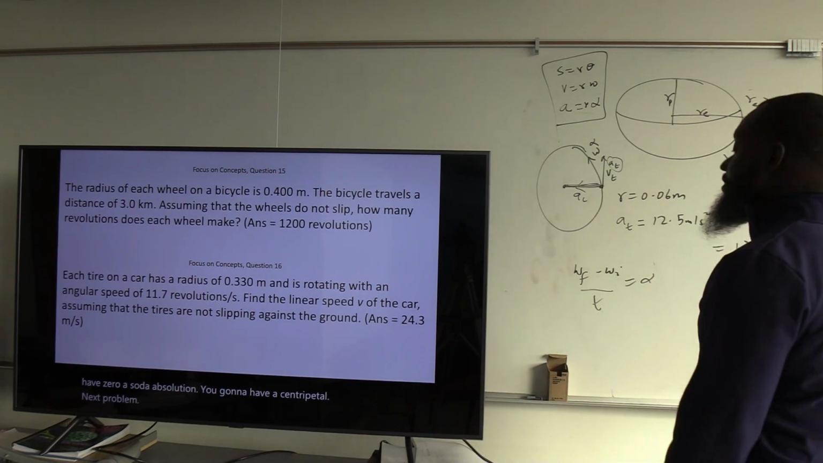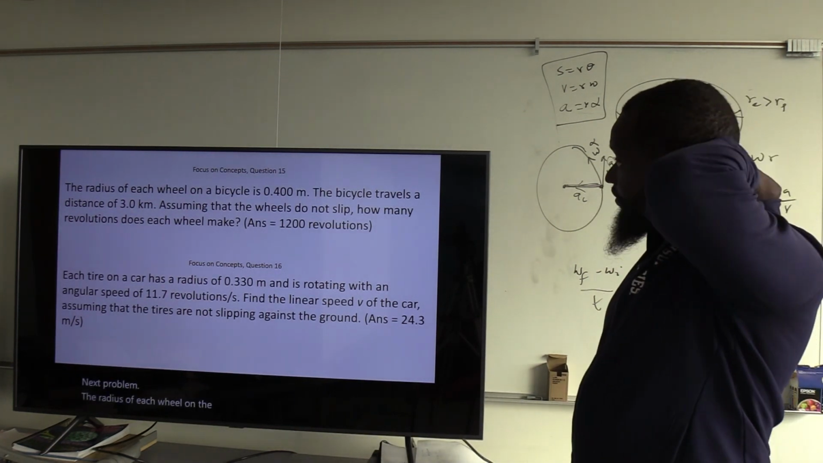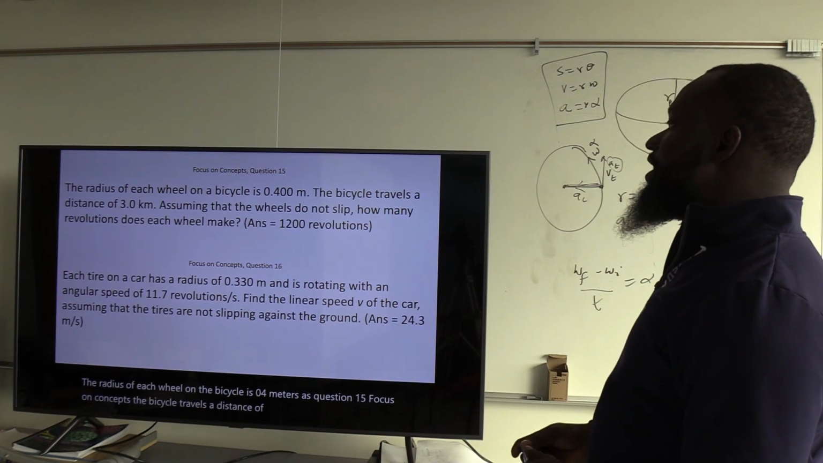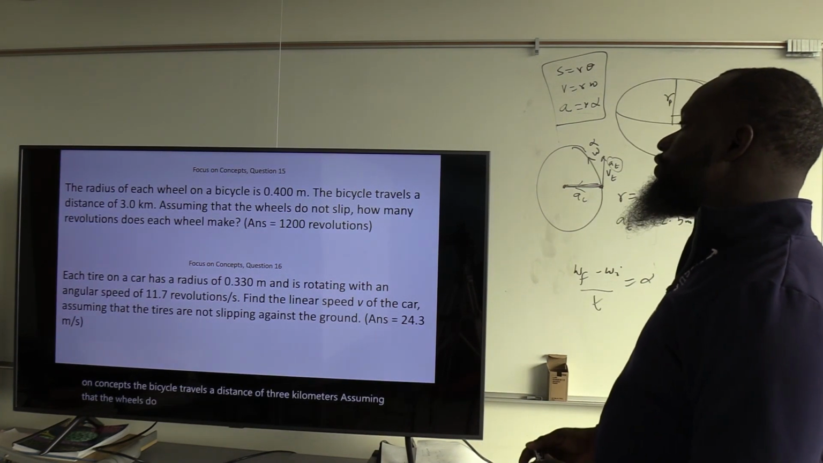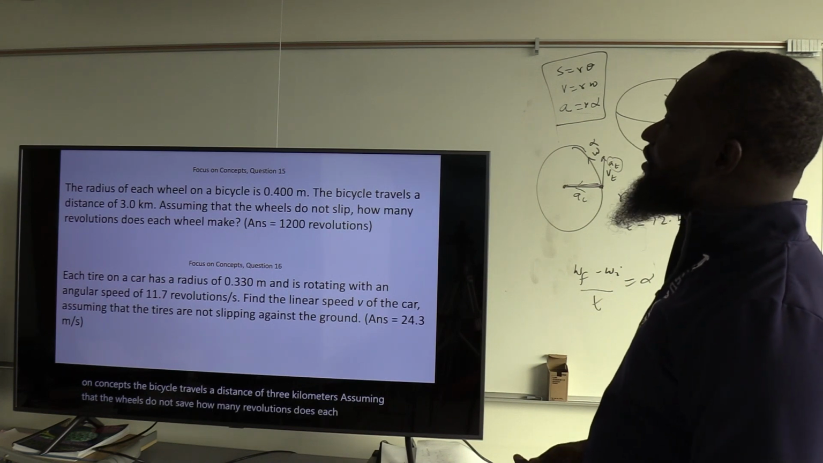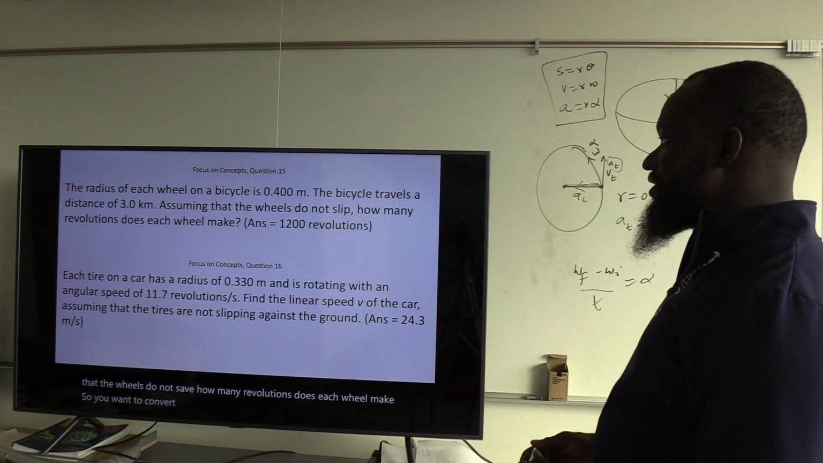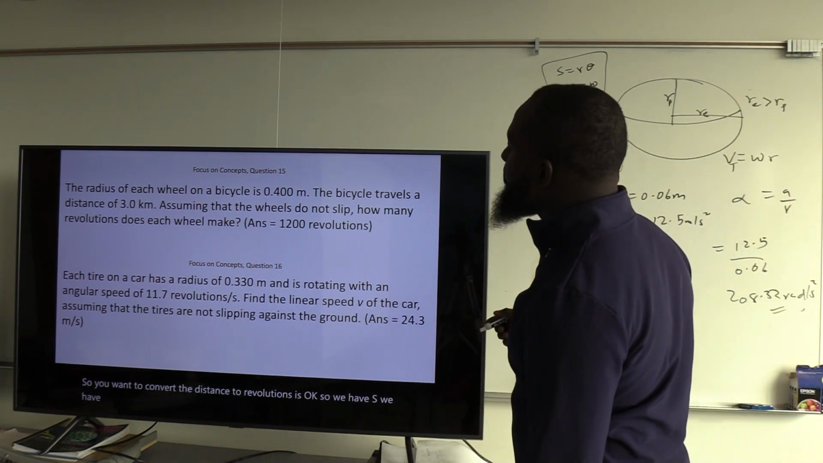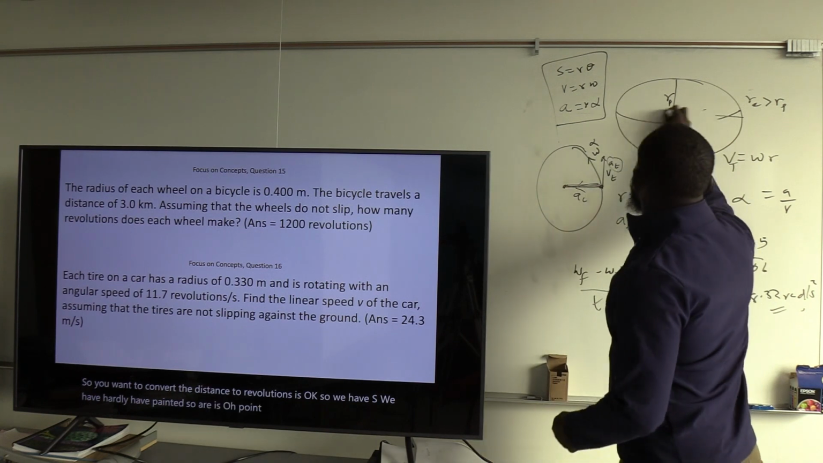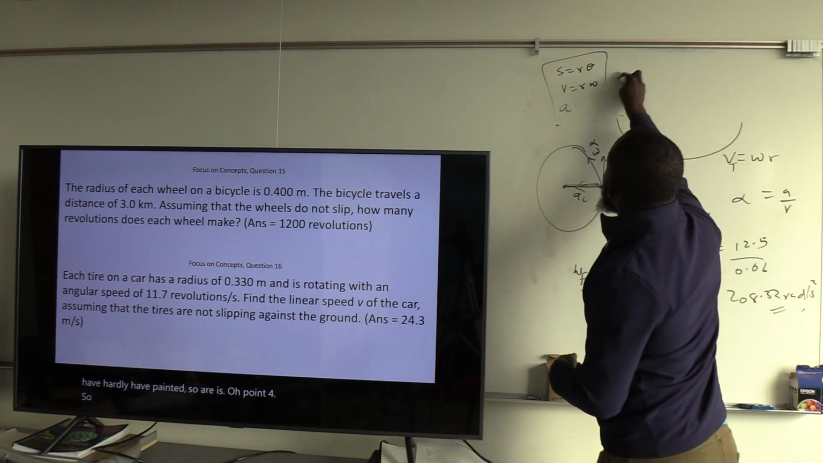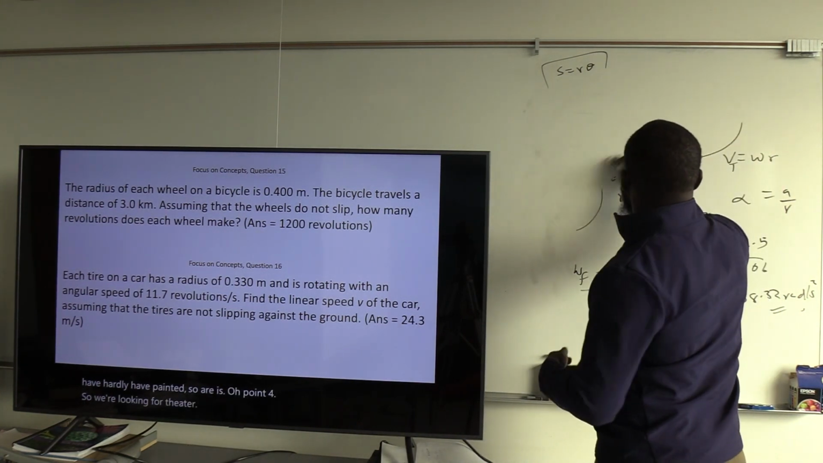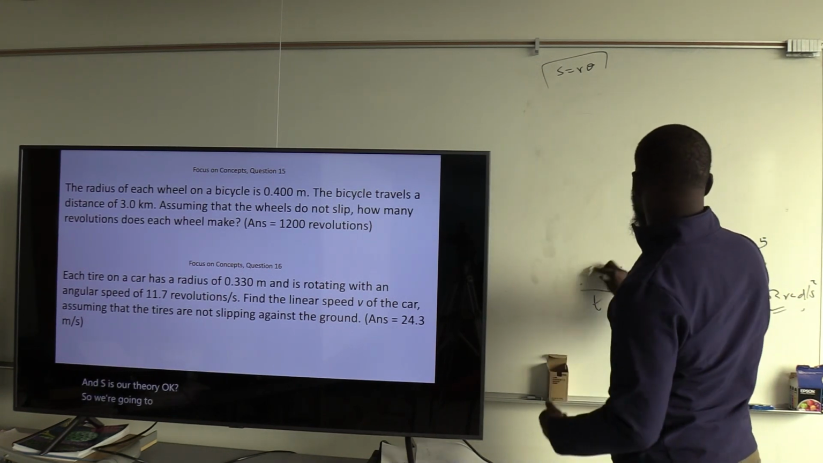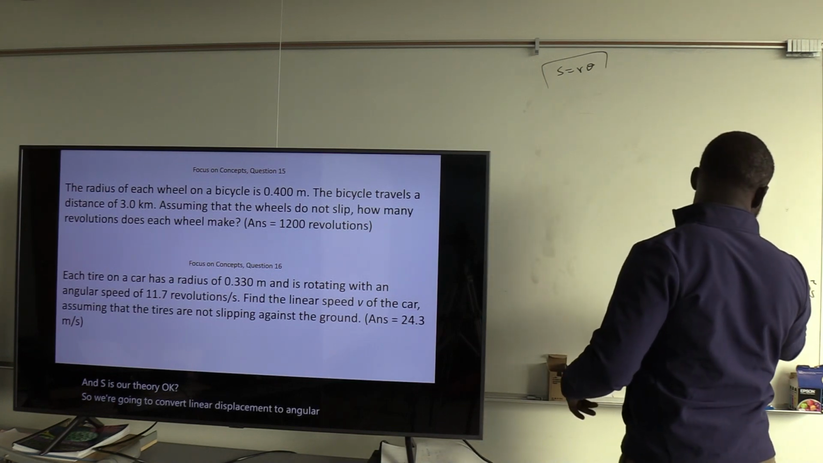The radius of each wheel on a bicycle is 0.4 meters. That's question 15, focus on concept. The bicycle travels a distance of 3 kilometers. Assuming that the wheels do not slip, how many revolutions does each wheel make? So you want to convert the distance to revolutions. Is that okay? So we have S, we have R, we have theta. R is 0.4, so we are looking for theta. And S is R theta, okay? So we're going to convert linear displacement to angular displacement. That is just the problem right here.